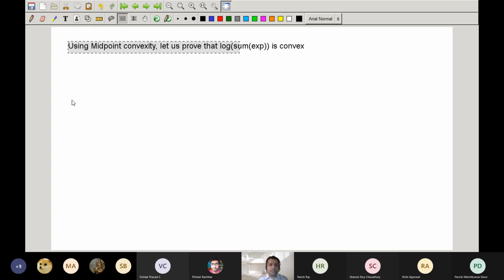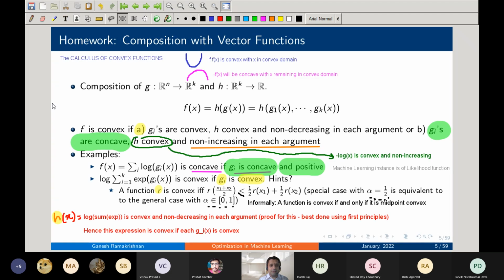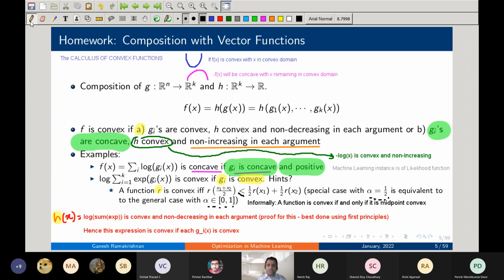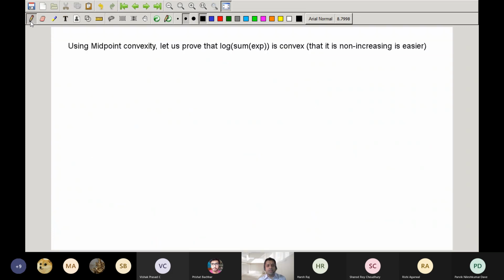We'll also prove that this is not only convex, it's also non-increasing. That's easier, non-increasing in each argument here. We'll not really spend time on that. Let's focus on the convexity. So let's try doing that.